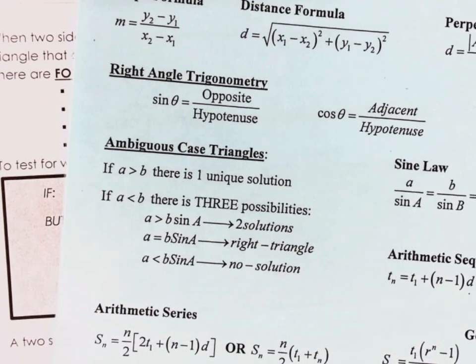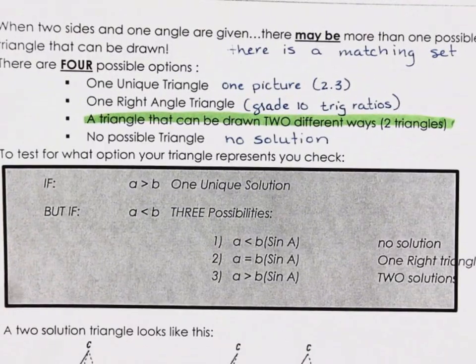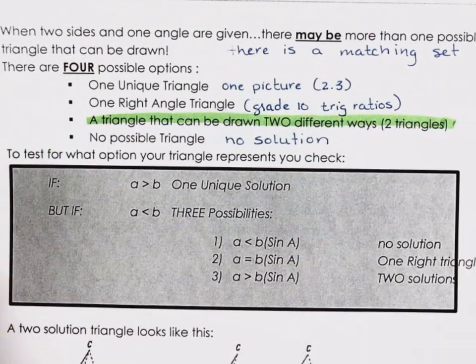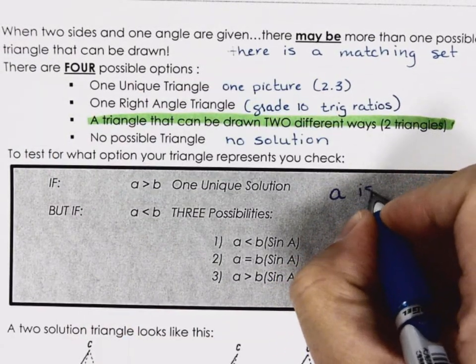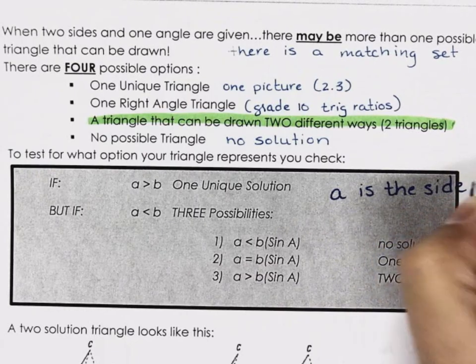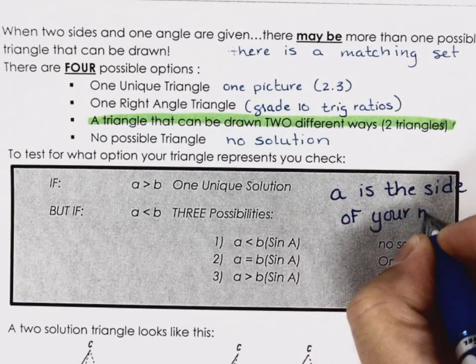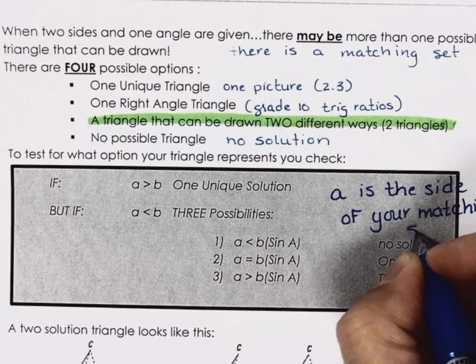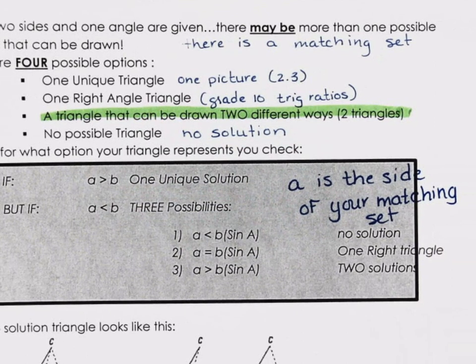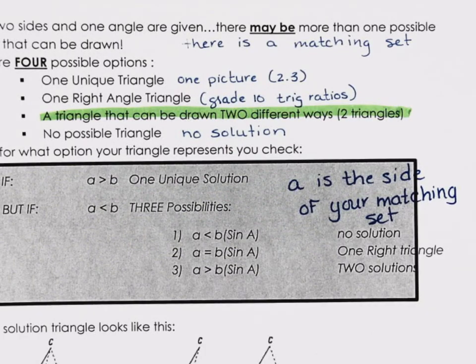Okay, so what do lowercase letters represent? Sides. Yeah, okay. So now I need to stress this. If we're doing this, it doesn't really matter what the letters are, but A is the side of your matching set. When I'm talking about A and B here, I labeled them A and B just because that is what's in the formula, but it could be X, Y, Z. If you have the matching set, the angle and the side, those in this scenario are A.